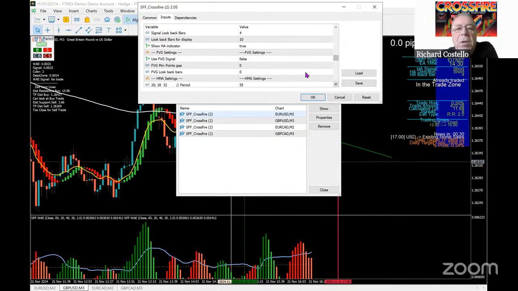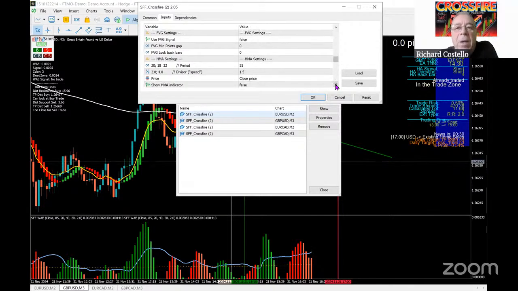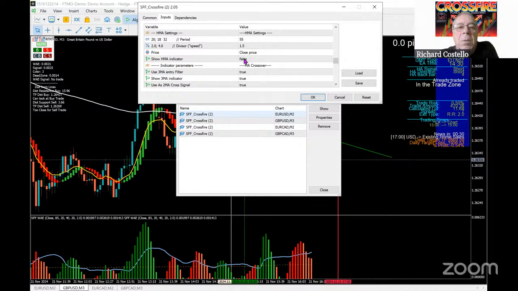The FVG settings, you not only need them to be on false, but the values need to be 0. Otherwise, you'll get FVG appearing on your charts. And the point is, your trading system doesn't look at the FVG. Neither does it look at HMA. So you want the HMA indicator to be on false.